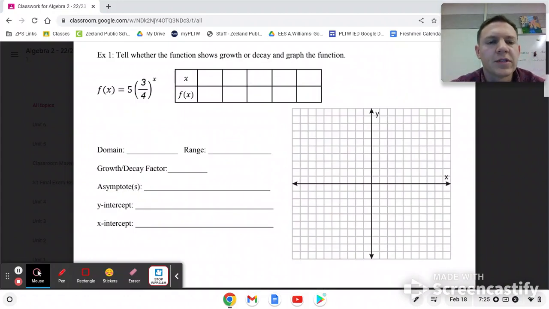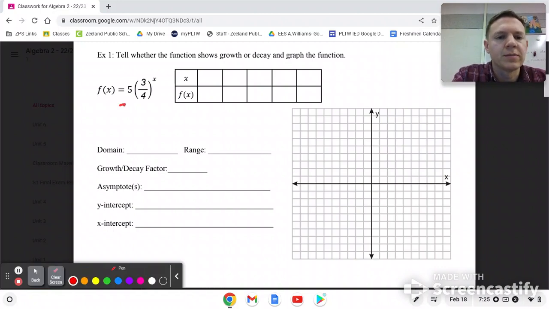All right, so the first example: tell whether the function shows growth or decay, and then graph it. So as we look at that, remember that f of x equals a times b raised to the x. In this case, a is 5 and b is 3/4. So right away, is that bigger than or less than 1? It's less than 1, bigger than 0, so that's going to be decay. Okay, it's exponential decay, with the factor of 3/4.